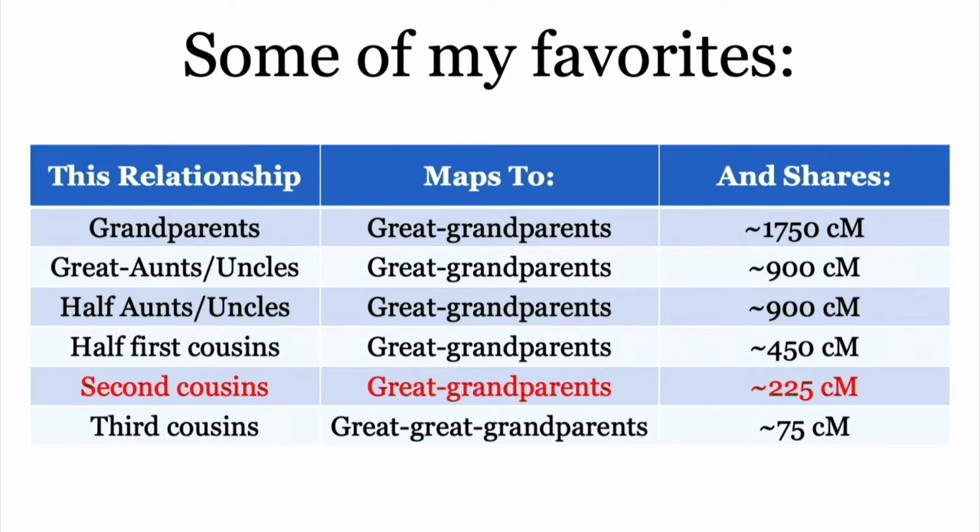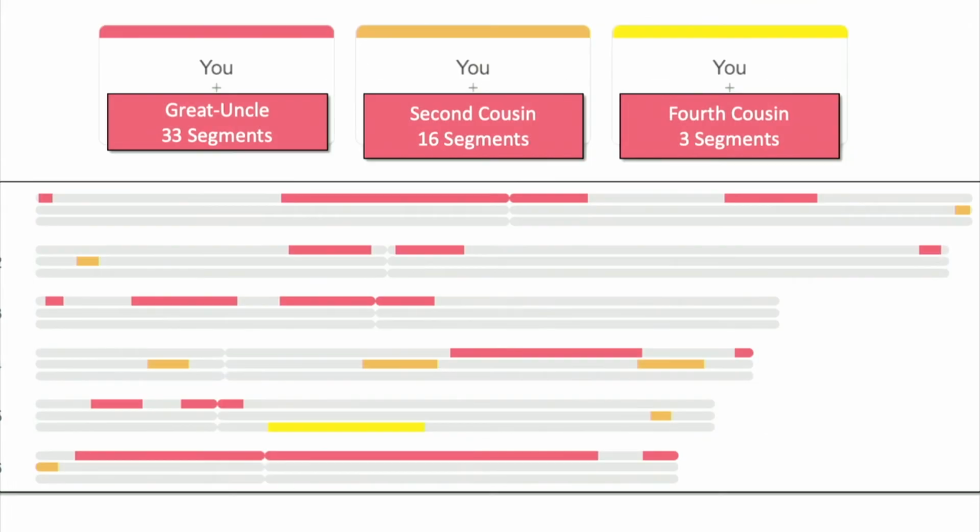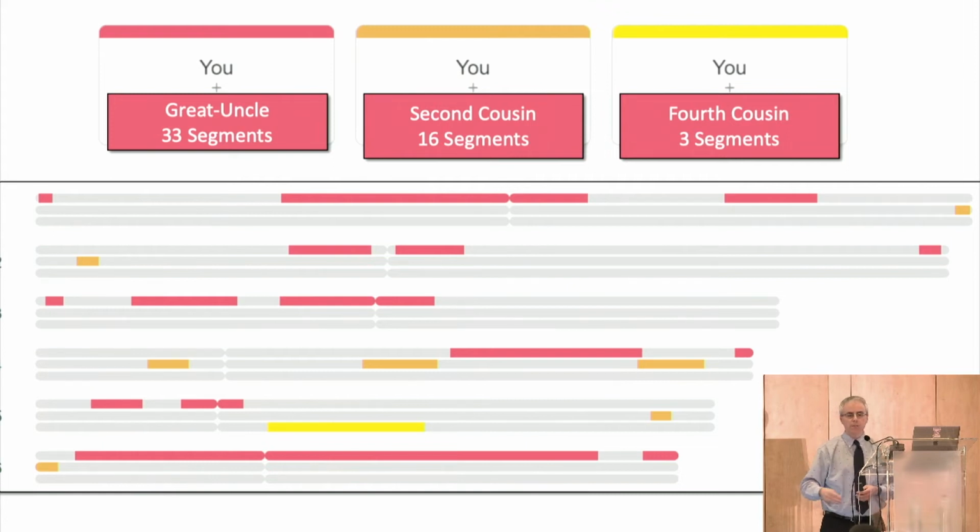When we talk about how much DNA we're getting from a particular relative, this is a comparison of 3 different relationships to give you an idea of how much DNA you're able to map when you can see relationships with one of these particular cousins. So here we're looking at a great uncle, a second cousin, and a fourth cousin. With a great uncle, there's a total of 33 segments of DNA that you actually get to assign back to that ancestry you share with a great uncle.